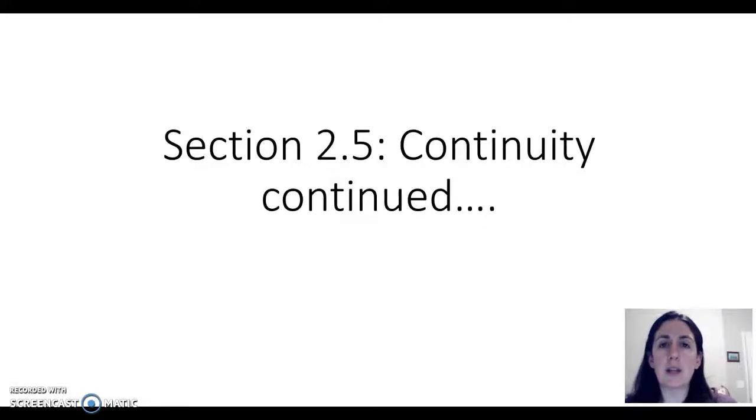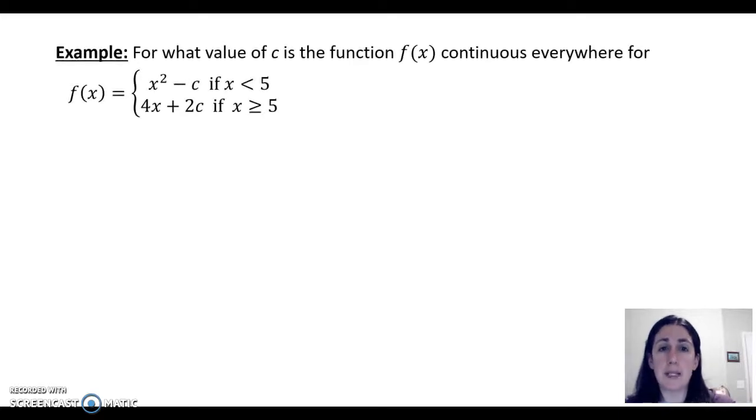Today we're going to finish our lesson on continuity. Remember, a function f of x is said to be continuous at a if f of a is defined, the limit as x approaches a of f of x exists, and your function evaluation and your limit are the same finite value. So let's take a look at a different type of example than last time.